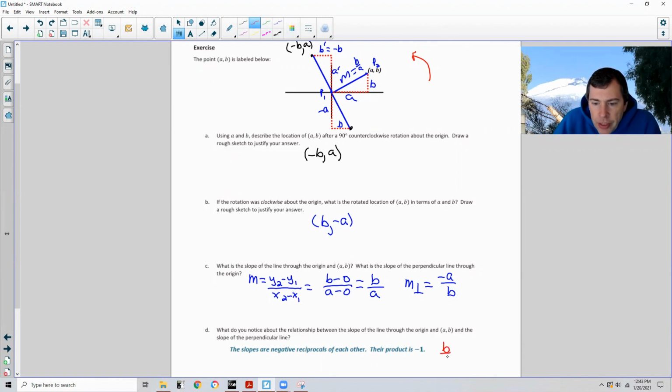So if I took B over A, which is the slope of this line, and multiply it by the slope of this line, which would be negative A over B, well, the B's cancel, the A's cancel, and negative A over A is just -1, and B over B is 1, so it'd be -1 over 1, or simply -1. All righty.